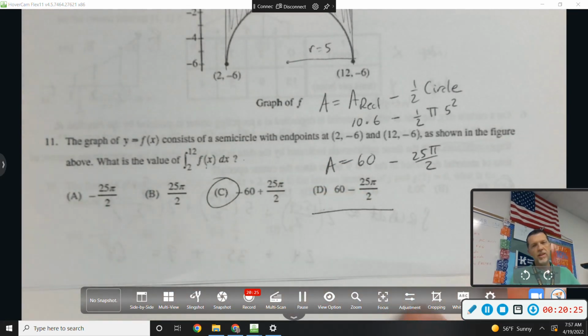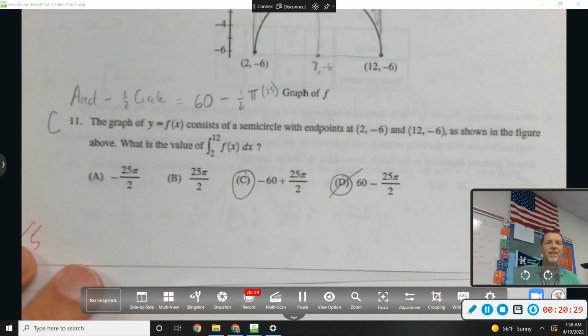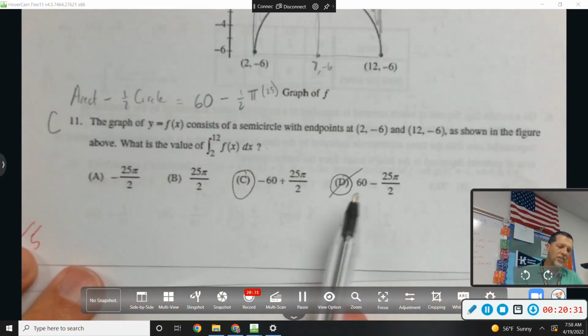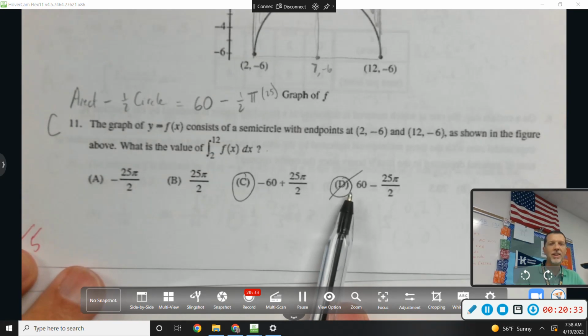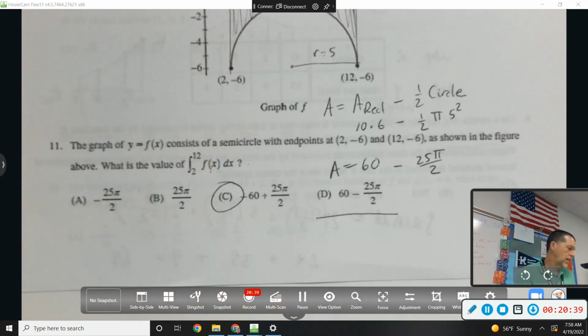In fact, there's my first pass at that problem. Found the area, circled B, and then thought, wait a minute, that's not right. Something weird is going on. It's under. So I changed it to C. Almost got me.